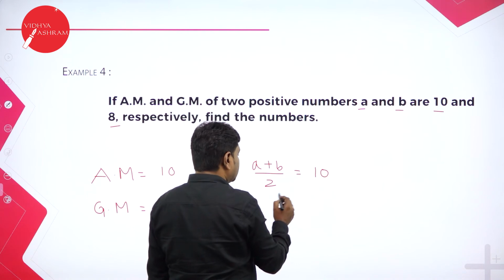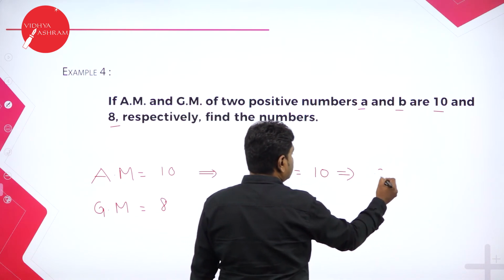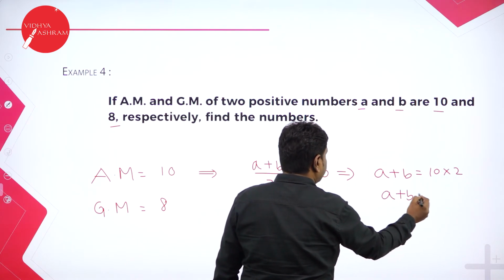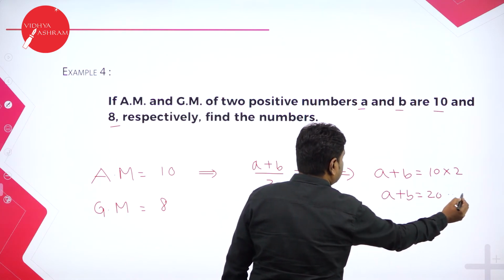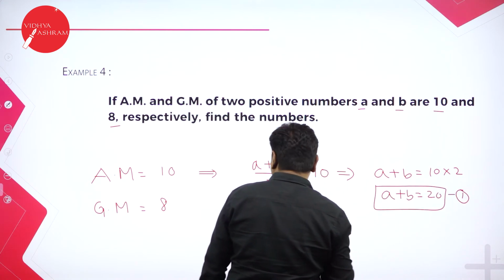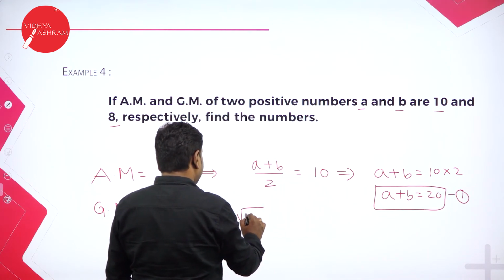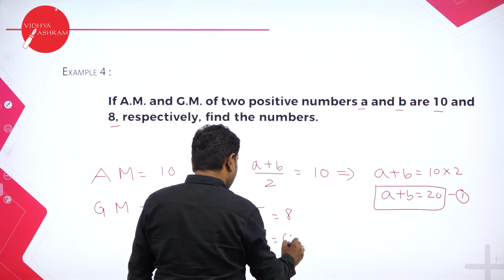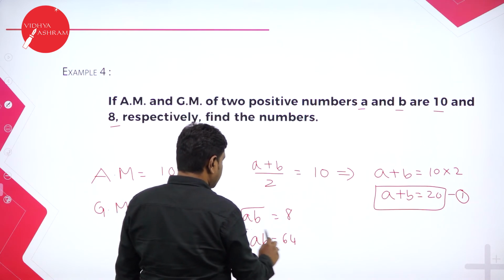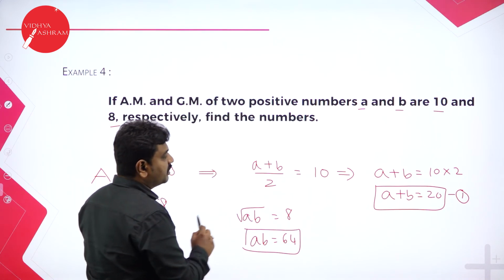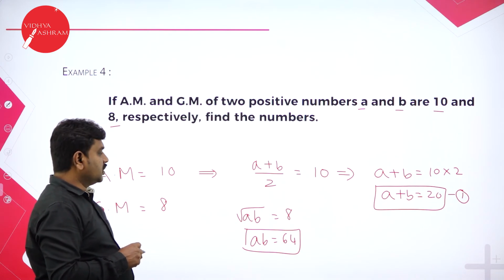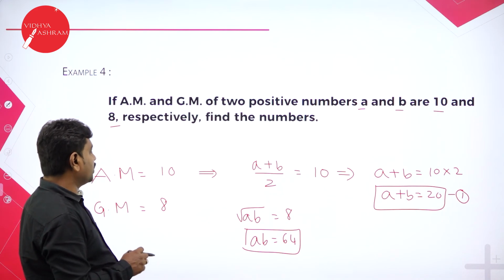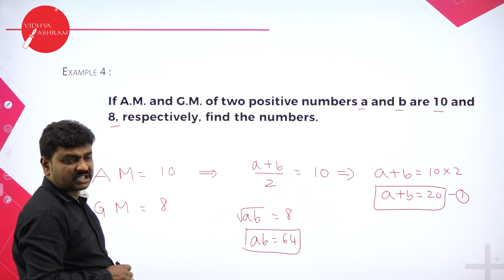What is (A plus B) by 2? 10. So further, that implies you transfer 2 to the RHS, so A plus B becomes 10 into 2, that is A plus B is 20. That is the first thing. And geometric mean means root AB. Root AB is 8. Squaring on both sides, AB becomes 64. So now we got the AB value also.